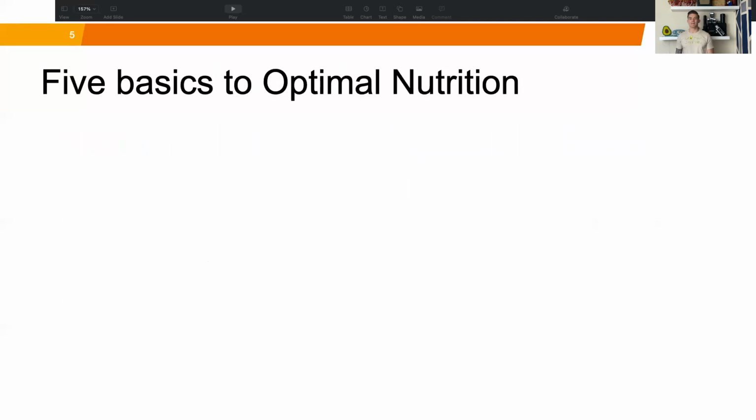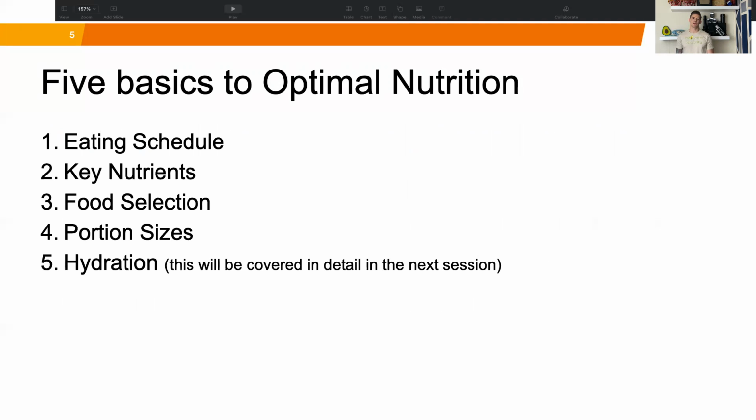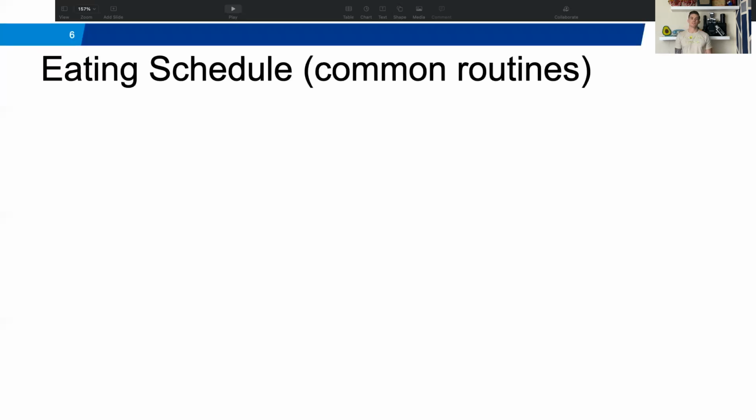So the 5 basics to optimal nutrition are eating schedule, making sure you're eating at the right times, key nutrients, food selection, portion sizes, and hydration. Now, I'm not going to cover hydration today because that's something that is going to get covered in detail in the next session. So let's start with the eating schedule.